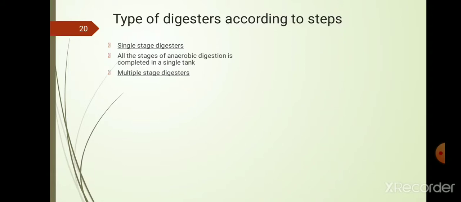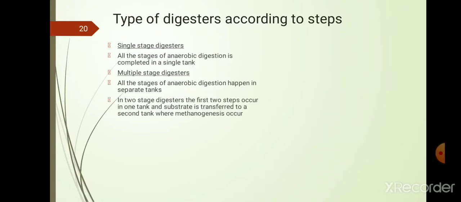But we can also fabricate multiple stage digesters where the reactions happen in different tanks. Suppose we have a 2-stage digester, what does it mean? Normally the first 2 or 3 steps occur in the first tank, and then the substrate is transferred into the second tank, where the last stage, methanogenesis, occurs.